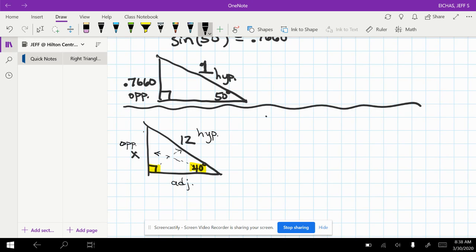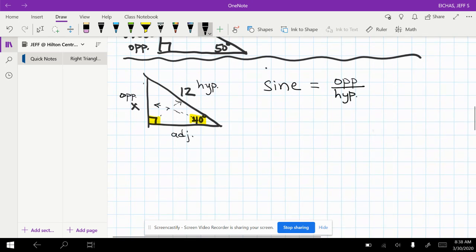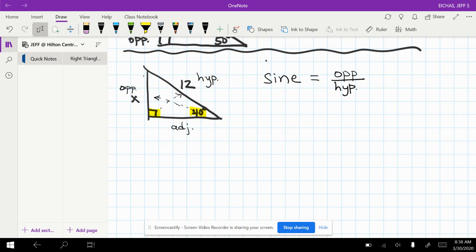Now I'm going to choose to use sine. Okay, that's because I want to use opposite. The two sides involved are opposite and hypotenuse. Okay, so that's driving my choice of sine. Now here are the mechanics that we will use. I want you to use the same mechanics that I use.